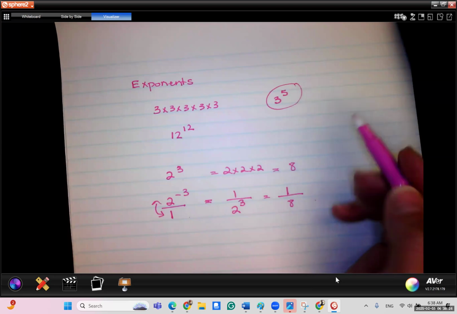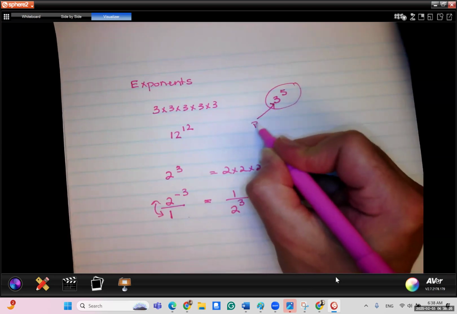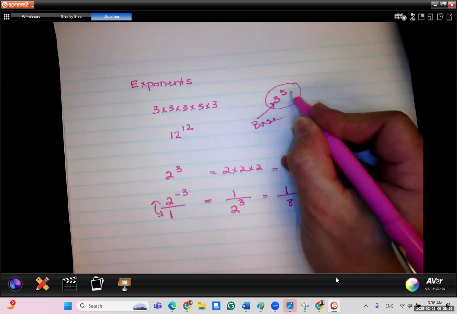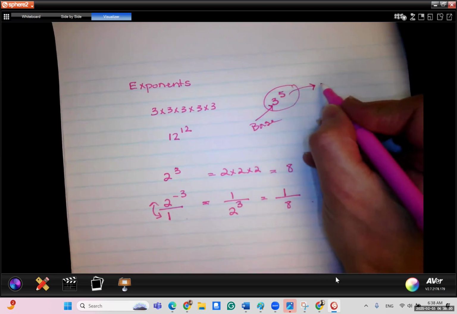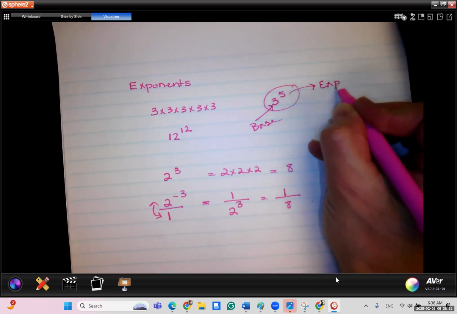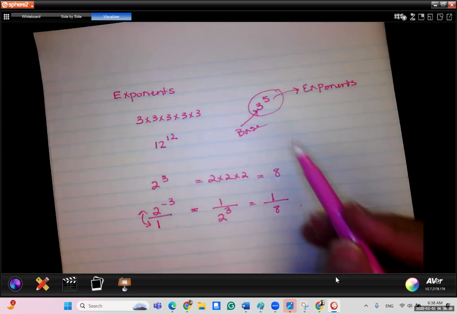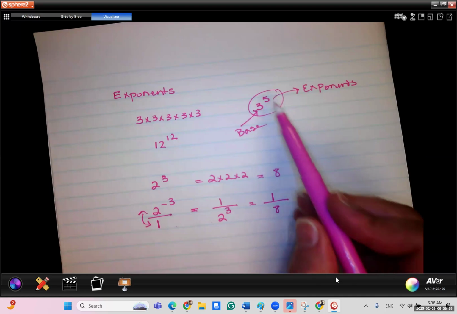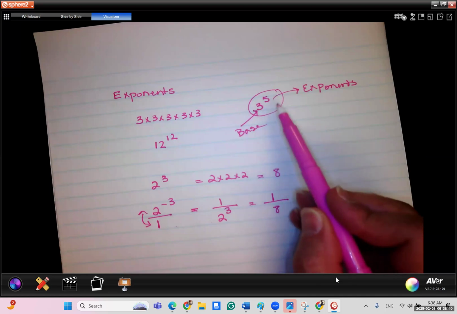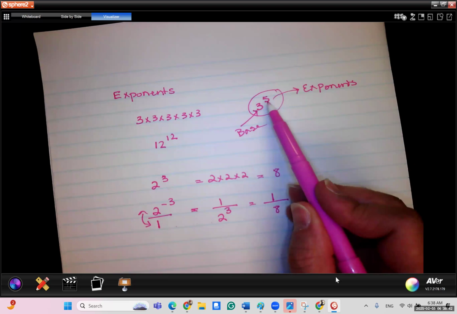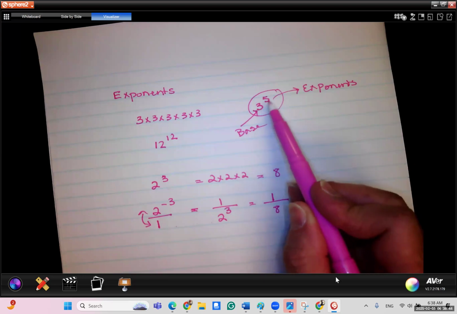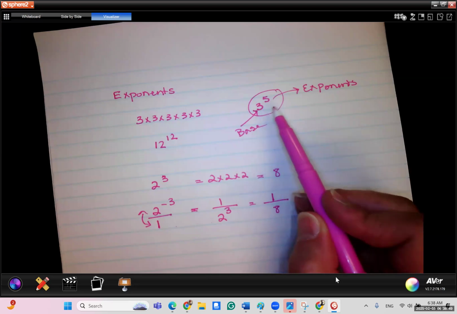One last thing, this whole thing has a name. It's called a power. The number at the bottom is the base, and the number at top is the exponent. And we write this a little bit smaller on top. All you need to remember is that an exponent means that we're going to take that base and multiply by itself as many times as the exponent, not by the exponent, but as many times as the exponent.